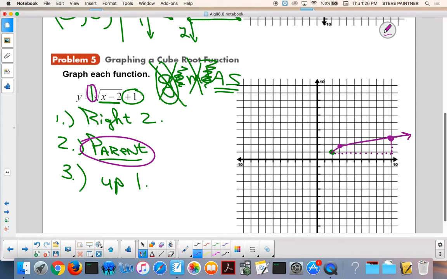Okay. Now on the back side, there is a backside to a cube root because we can take negative numbers and take the cube root of them. What's the pattern from here?